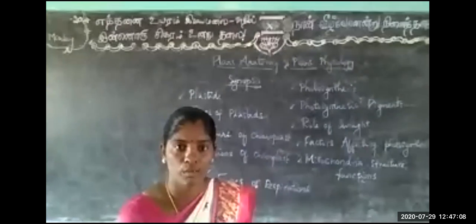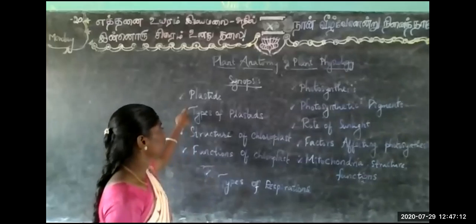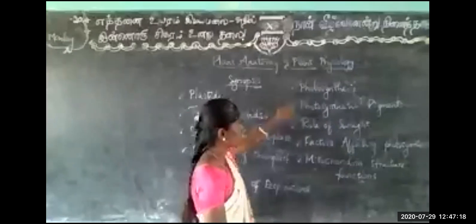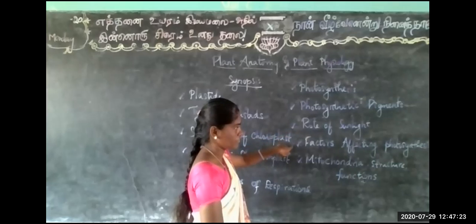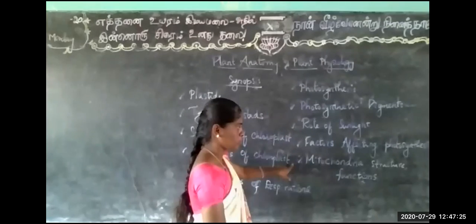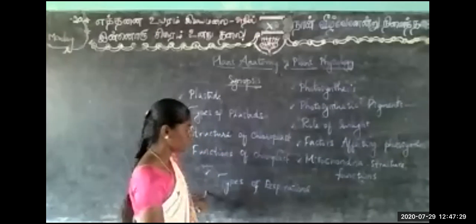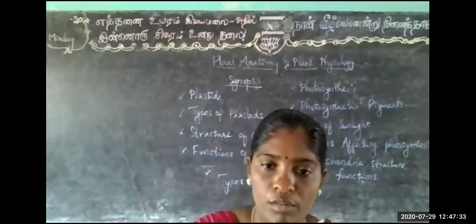Dear students, good afternoon. Today we saw about the types of plastids, structure of chloroplast, functions of chloroplast, photosynthetic pigments, role of sunlight, factors affecting photosynthesis, mitochondria structure, and the functions of mitochondria. Finally, the types of respiration. Okay, so now I show the book page to you.